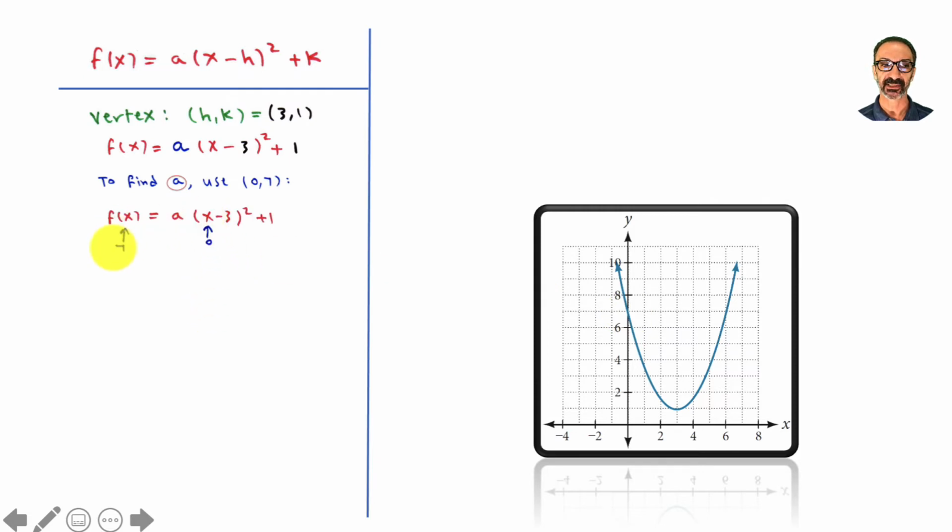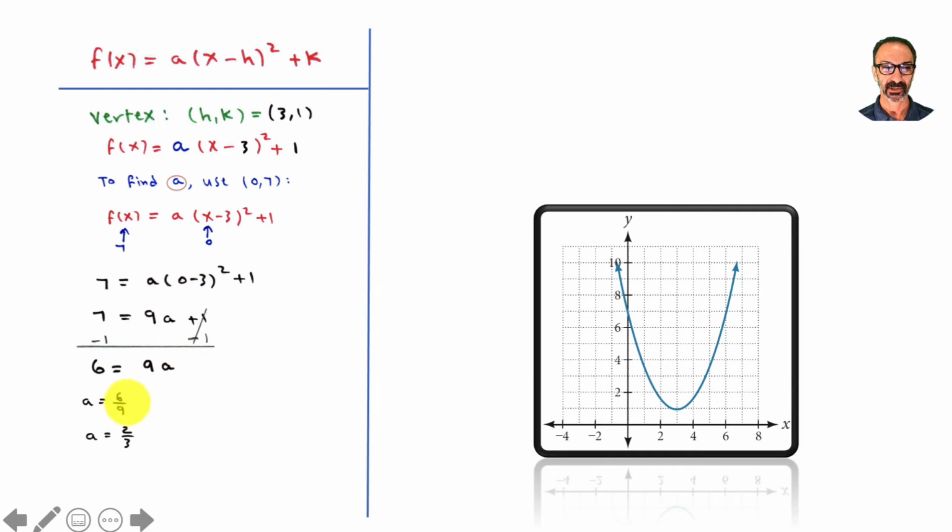Plug in 0 for x, 7 for y. Do the math to solve for a. I have negative 3 to the second, which is 9. 9a plus 1 equals 7. Subtract 1 from both sides. I get 6 equals 9a. Divide both sides by 9. 6 over 9 simplifies to 2/3. And now I have the equation. It's y equals 2/3 multiplied by x minus 3 to the second plus 1.